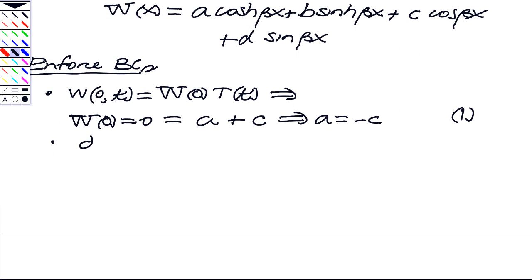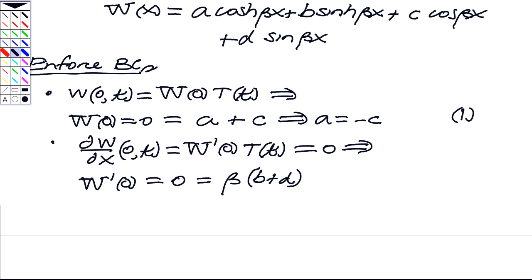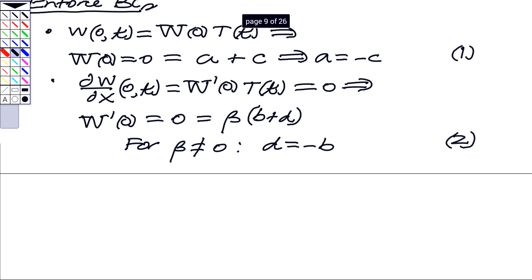We have the no slope condition. So partial W with respect to x on the left-hand side, written in terms of its separable form, is W prime at x equal to 0 being equal to 0. That gives us beta times B plus D. And so we will assume, as we have in the past, that beta is not equal to 0. In the end, we go back and check to see whether that's true. But for beta not equal to 0, that means that D is equal to minus B. Those are the same two equations we had for the cantilevered beam.